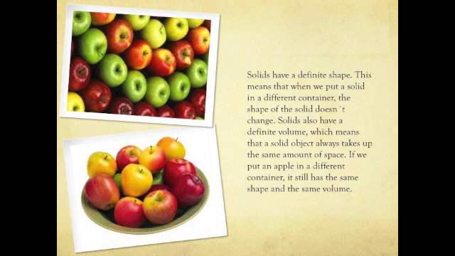Solids have a definite shape. This means that when we put a solid in a different container, the shape of the solid doesn't change. Solids also have a definite volume, which means that a solid object always takes up the same amount of space. If we put an apple in a different container, it still has the same shape and the same volume.